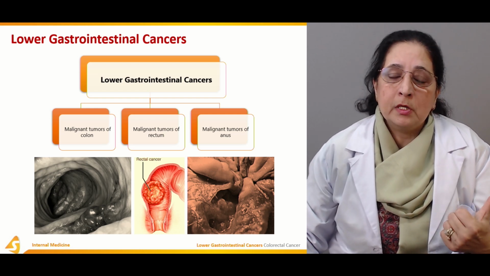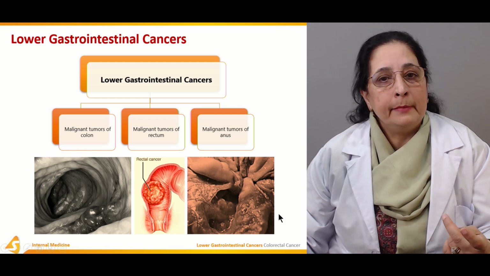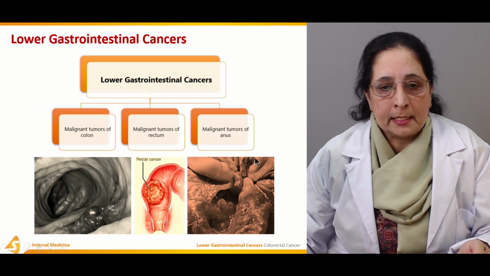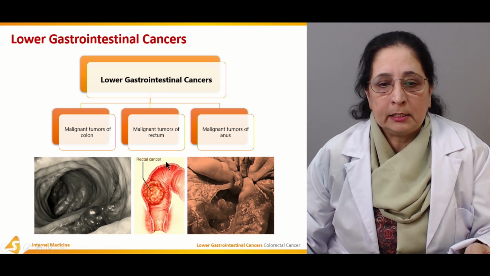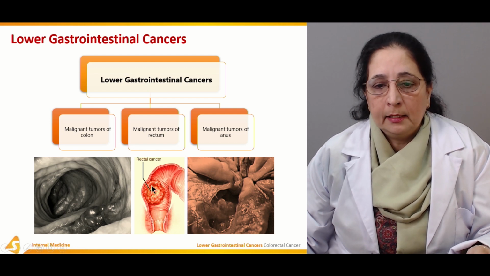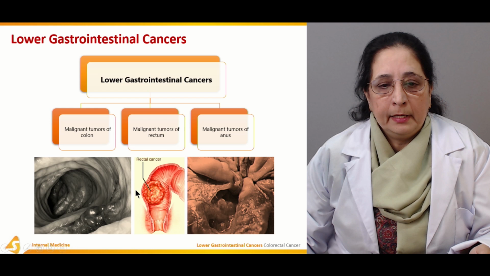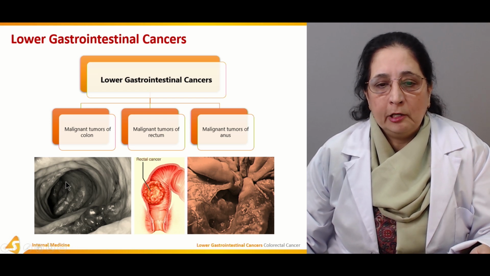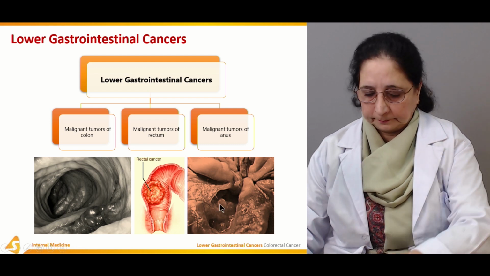So we have tumors of the colon, then the rectum, and the malignant tumors of the anus. If you see, these are the different growths of the tumor. This is the rectal tumor. These are all the pictures of the different structures, including the tumors of the colon, then the rectum, and this is the anal tumor.